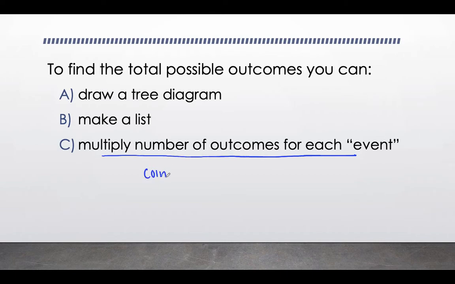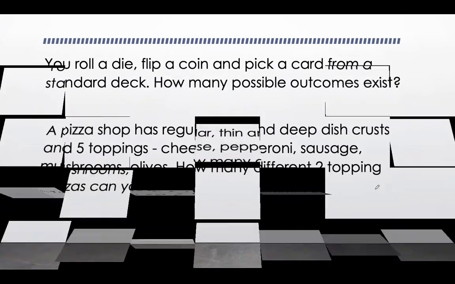Coin toss number 1 has 2 possible outcomes, heads or tails. Coin toss number 2 also has 2 possible outcomes, heads or tails. Coin toss number 3 will also have 2 possible outcomes, heads or tails. And to find the total possible outcomes, I can multiply 2 times 2 times 2, which is 8 total possible outcomes. That is much quicker. Now, while it doesn't give us what the outcomes are, it does tell us how many outcomes there are, which is typically all we need to know.